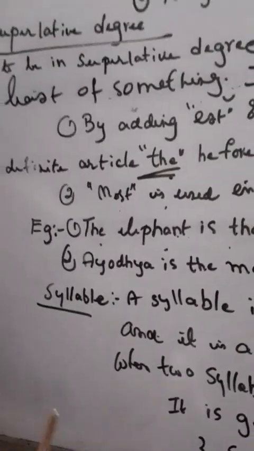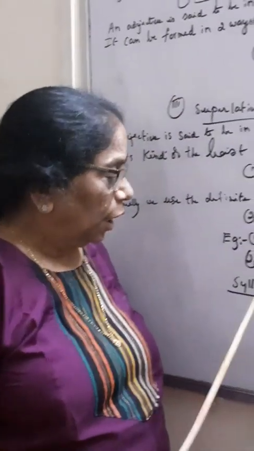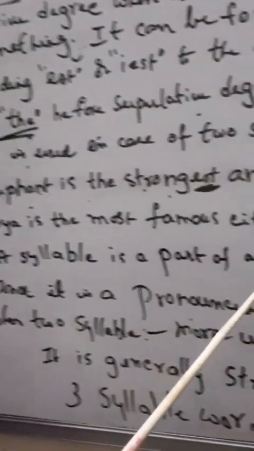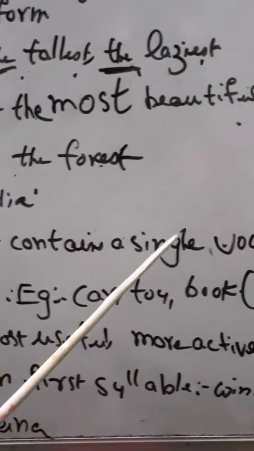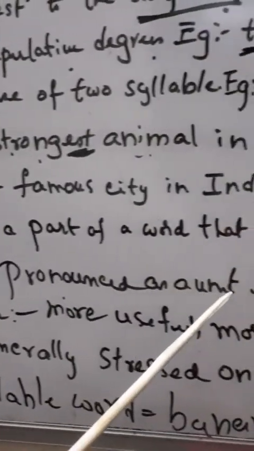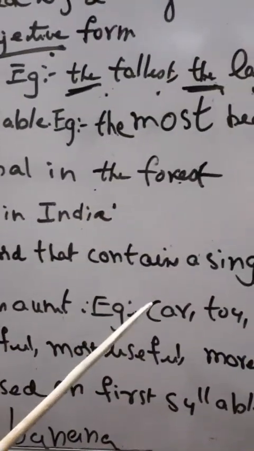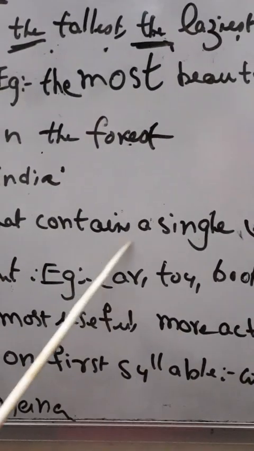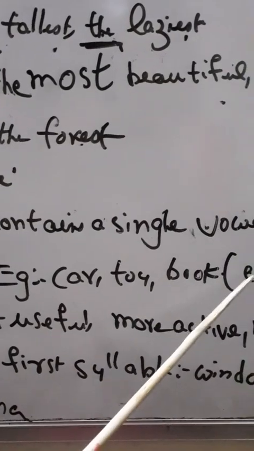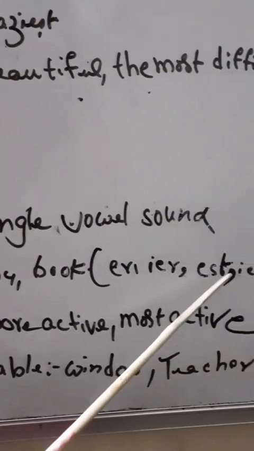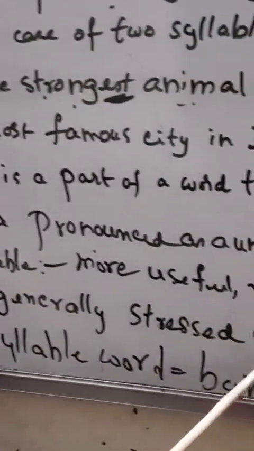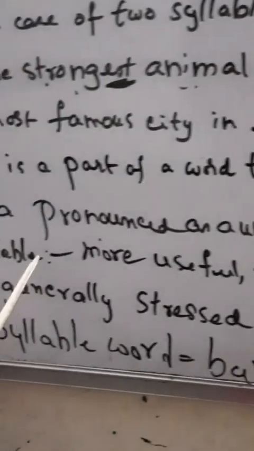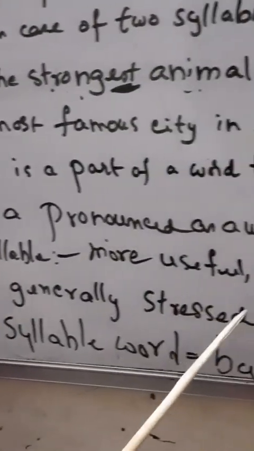Now I shall give you some explanation on syllable. A syllable is a part of a word that contains a single vowel sound, and it is pronounced as a unit. For example, car, toy, book. If these are the words, if the adjective comes, then we use er, ier, est, iest. It is generally stressed on the first syllable.